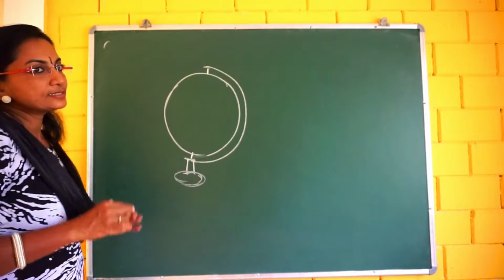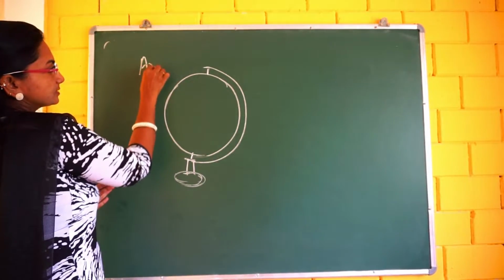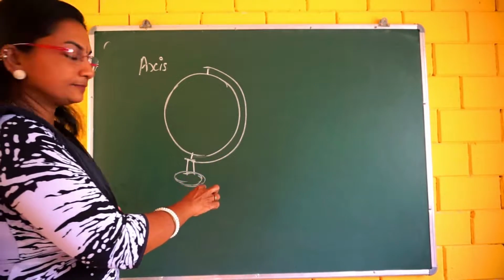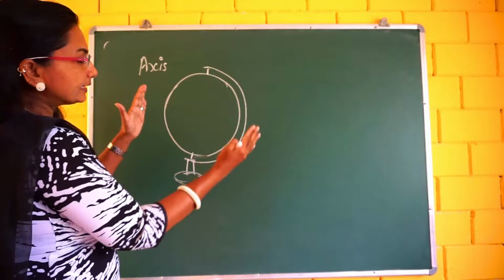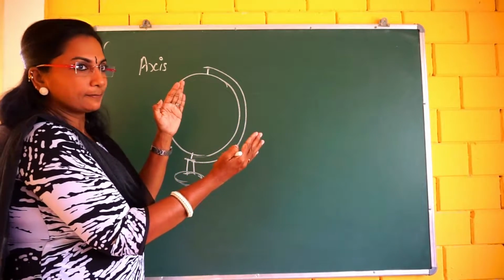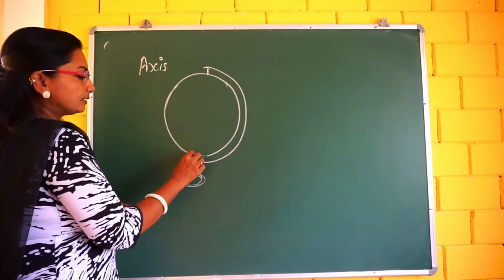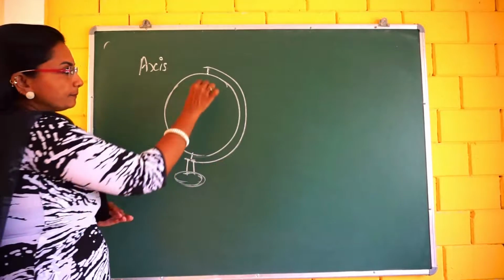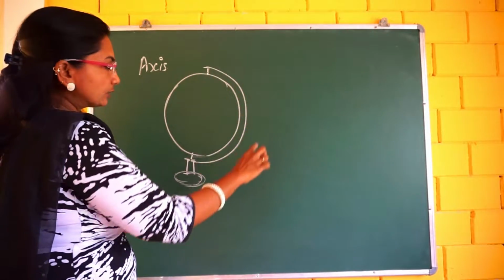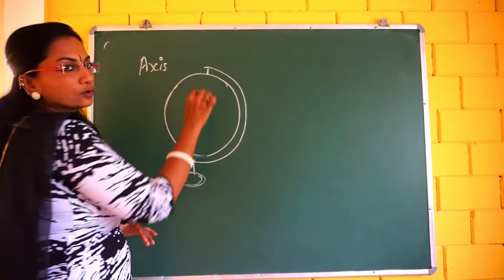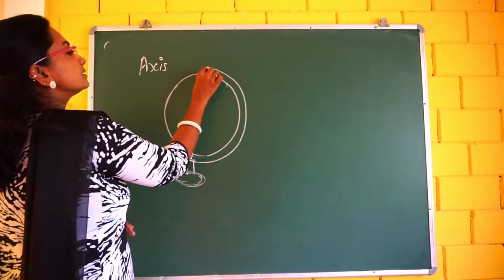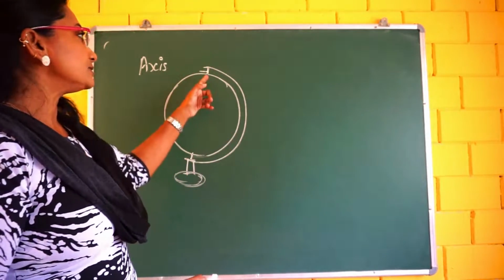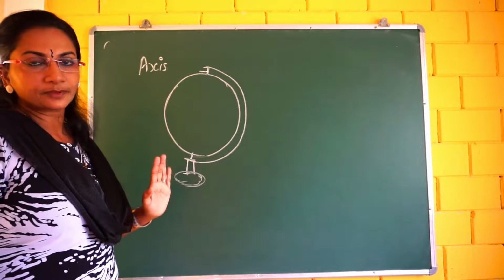Okay. Next our topic is axis. What is it? Look, I have drawn a globe on this board. The globe is in a tilted manner. Tilted means in a slanted manner. And we can see a pin or a needle fixed through the globe. It is fixed through this globe, which is called the axis. This needle we can call the axis.